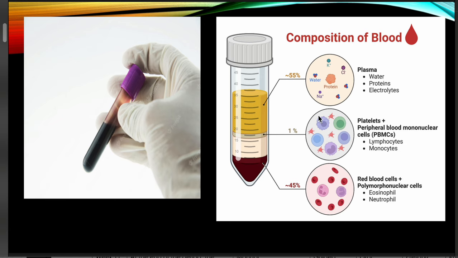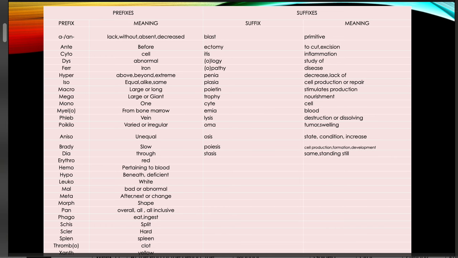Okay? Next is the lighter part, your platelets plus peripheral blood mononuclear cells. You have your lymphocytes and monocytes. And at the very top, 55% of your blood would be your plasma. Your plasma has water, proteins, and electrolytes. Okay, this is a very important slide.